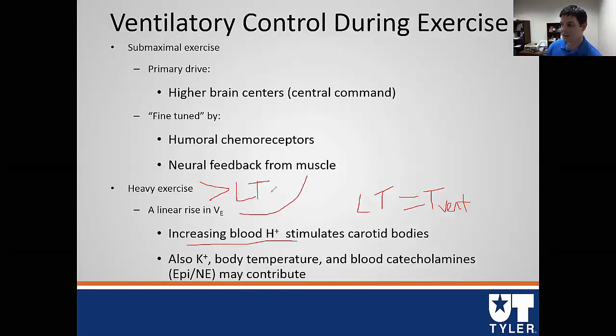However, there are certain instances where there isn't this great association, so it makes sense that we have redundant factors in order to control that. As we've mentioned in the figure before, those redundant factors can be potassium, body temperature, epinephrine and norepinephrine, which may all contribute to this.